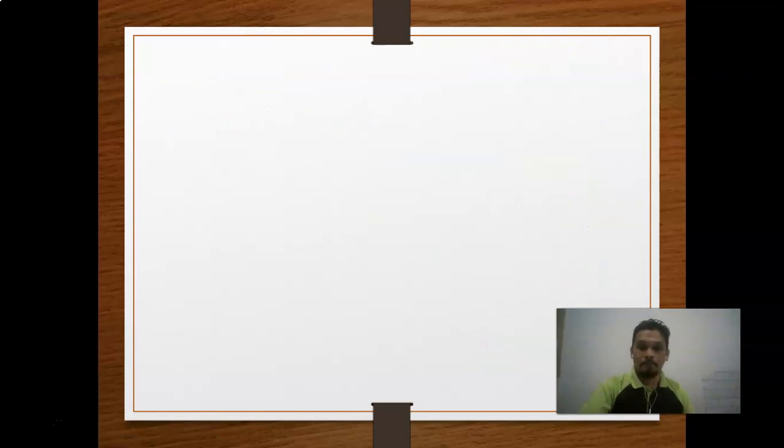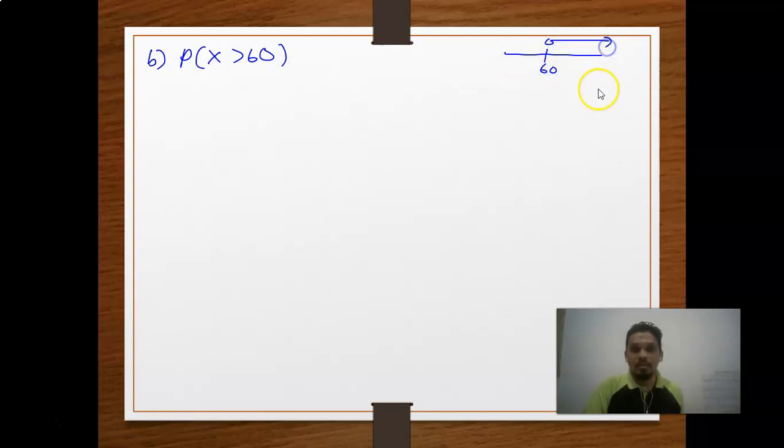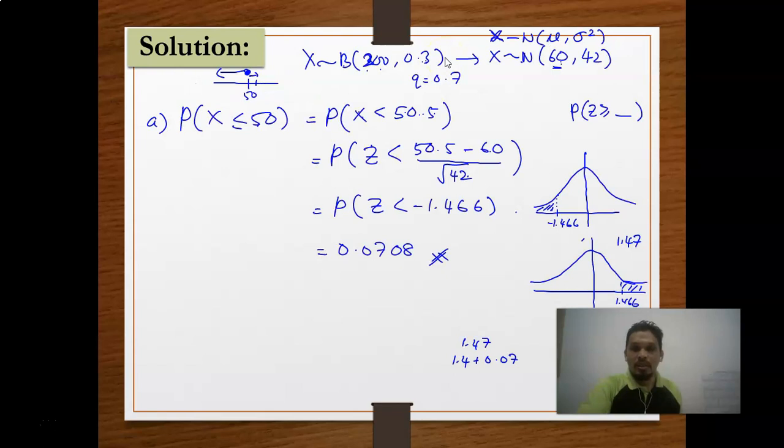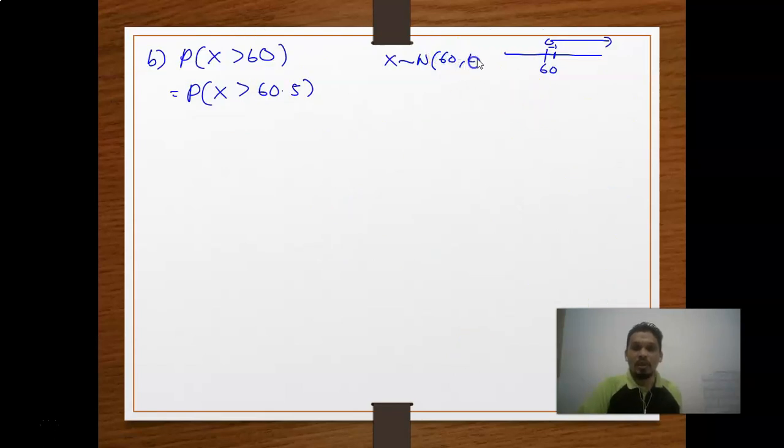The next question then, B, probability of x greater than 60. The direction is to the right, and it does not include 60, so we take a 0.5 step to the right, just like this one here. It is probability of x greater than 60 plus 0.5, 60.5. Now we transform into the normal distribution with 60 and 42, from binomial to normal. So the probability of standard normal Z greater than 60.5 minus the mean 60, divided by the standard deviation, which is square root of 42. This is variance and this is standard deviation.